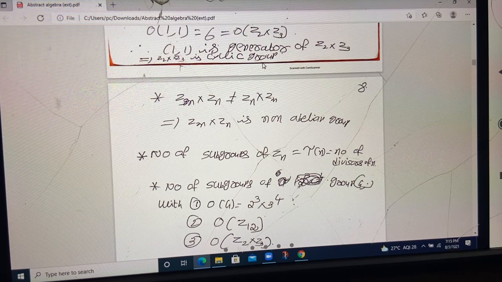Here (1,2) is also a generator, no ma'am? There can be more than one generator. You can find at least one generator, that is sufficient. (1,2), what is the order? 6, ma'am. So that is also a generator. So any element whose order is equal to the order of the group is a generator. We know that for a cyclic group there can be more than one generator. Did you attend that class, Abstract Algebra 1?